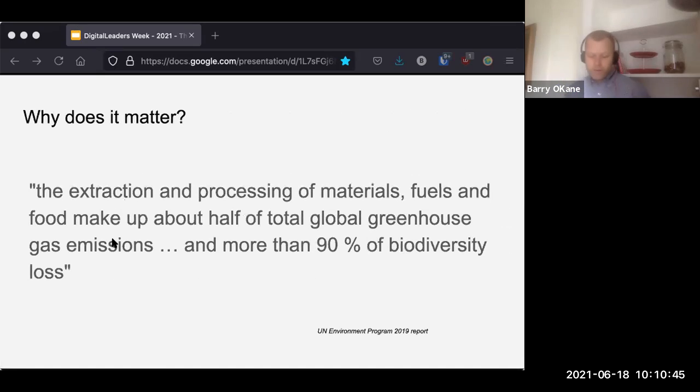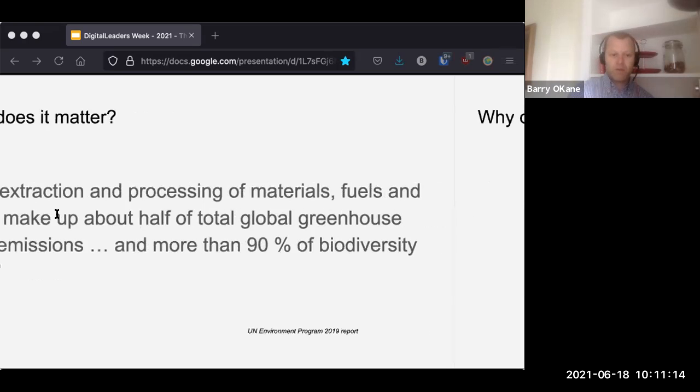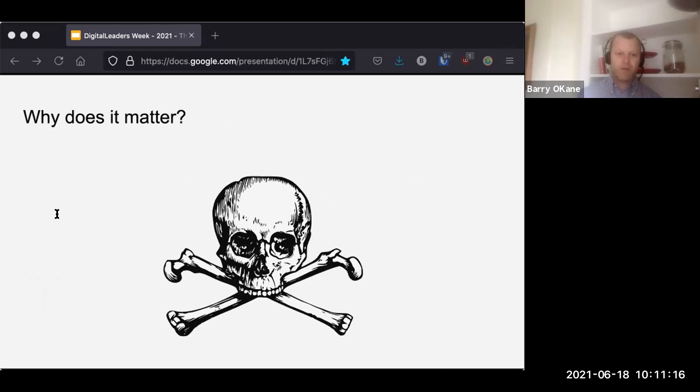I want to start though, rather than starting about what it is, I want to start with why it matters. This is one of my favorite statements. This is from a UN Environment report a couple of years back. The extraction and processing of materials, fuels, and food make up about half, between 45 and 50 something percent, depending on where you look, of greenhouse gas emissions, and more than 90% of biodiversity loss. That is, well, it's a lot of the motivation of why I want to talk about this topic a lot.